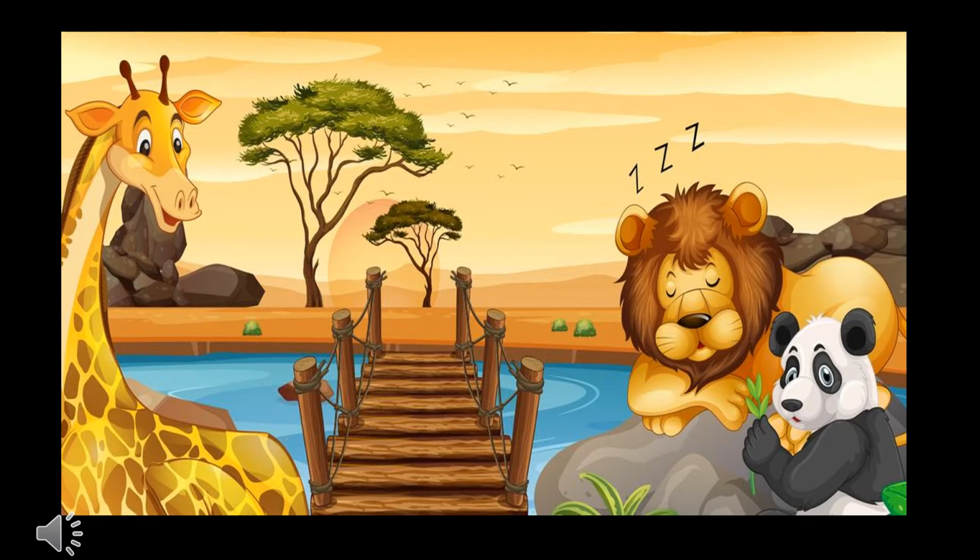First of all, let's identify what are the things in this picture. There is a giraffe, and also we can see a bridge. There are some trees, there is a lion and a panda. There is a river full of water, and also we can identify some rocks beside the river. There are some birds. Now take some time and identify what are the things, living things and non-living things in this picture.